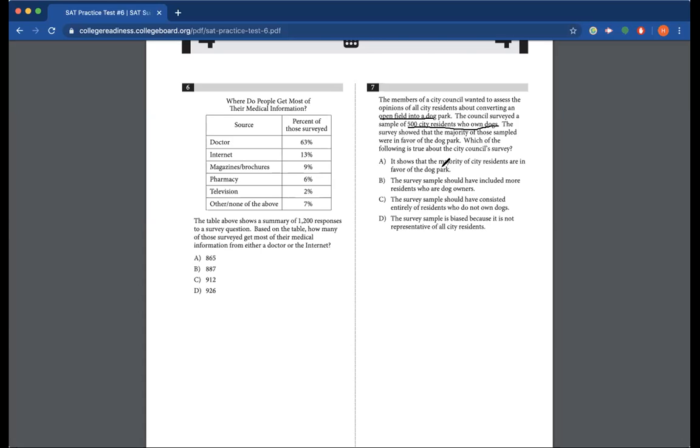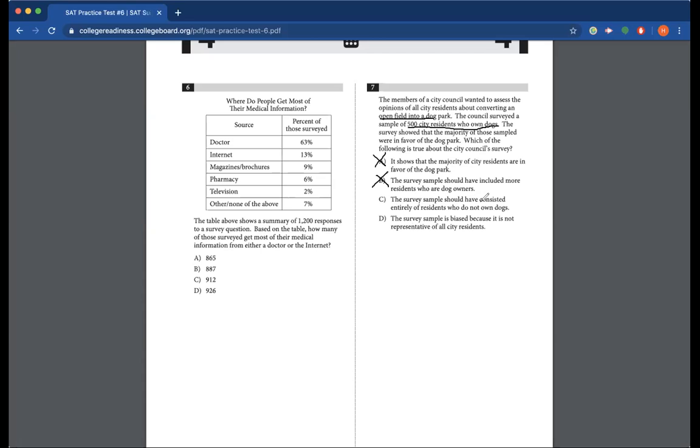It was bad. Let's see. It shows that the majority. No. Unless every single one of those city residents own dogs, then it makes sense. But I'm pretty sure that they don't own dogs. We don't know about that. The survey sample shows they should have included more residents who are dog owners. Definitely not. We do not want more dog owners in our surveys. We want people who don't own dogs too. Want to see what their opinion is.